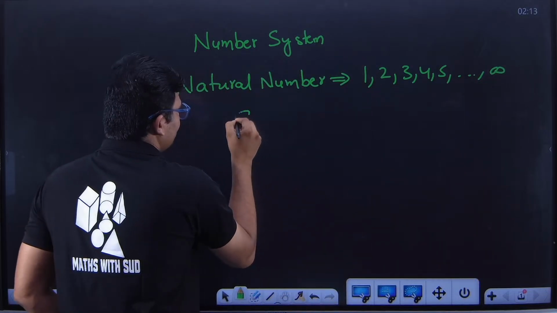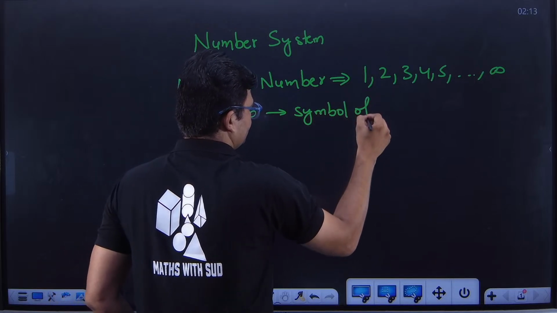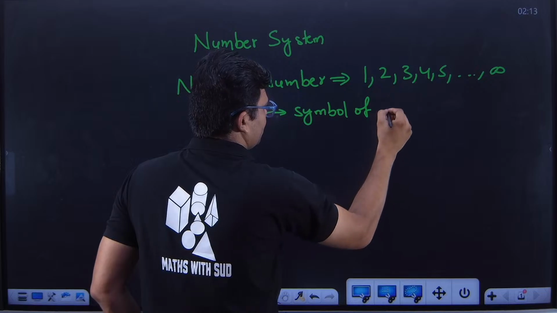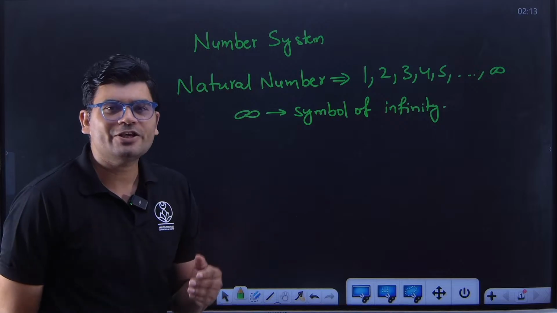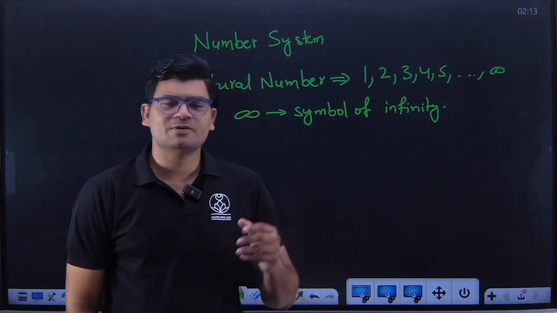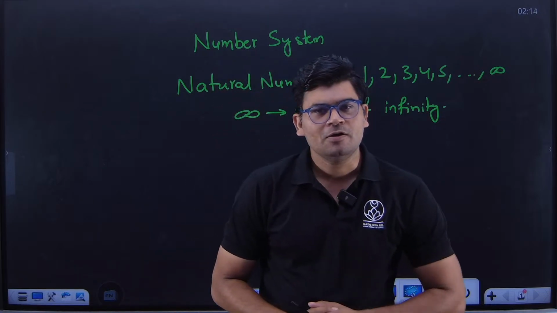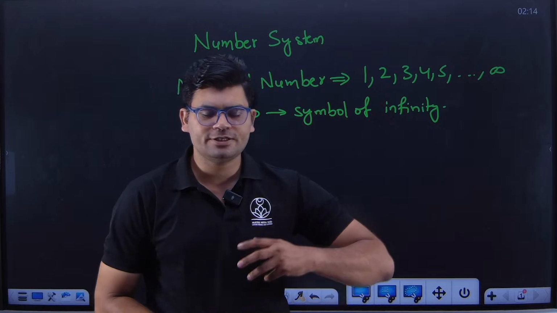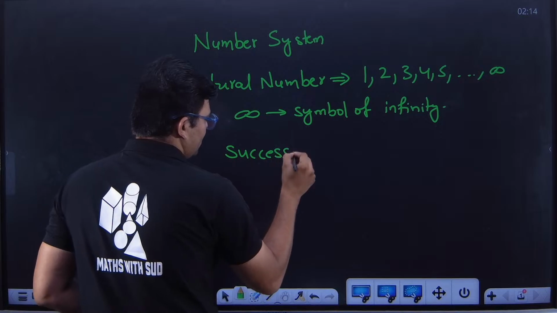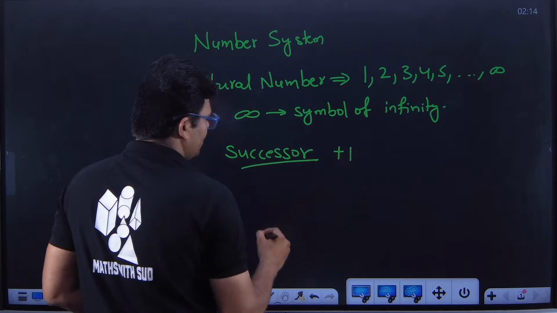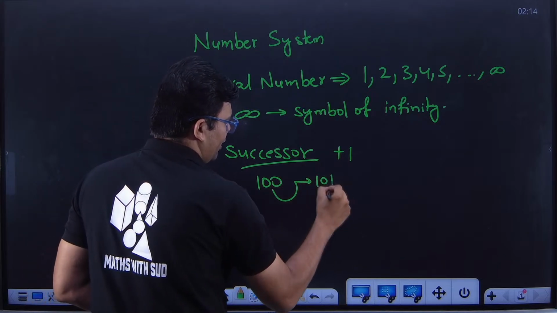Please remember, this is a symbol of infinity. If I ask you, what could be the largest number in the world? You will never be able to tell me. Why? Because for every number, there is a successor. What is a successor? Successor means plus 1. If I say, what is the successor of 100? You will say, it is 101.